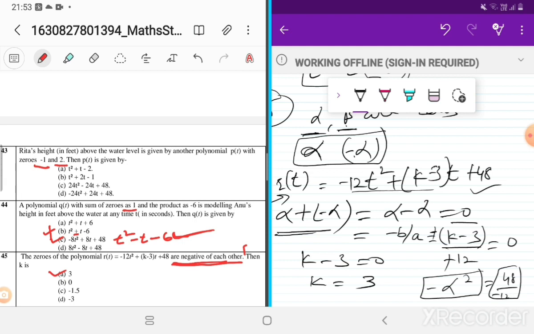How will it come? It will come from the sum of the roots. My sum of the roots is given as 0, so I will take alpha minus alpha is 0, because one is the negative of the other. Actually, this is minus b upon a according to the formula. We'll compare it. After comparing I got minus (k minus 3) upon minus 12, that is cancelled. So k minus 3 is 0, so k is 3. So option A is my answer. This is the answer of the 45th question.